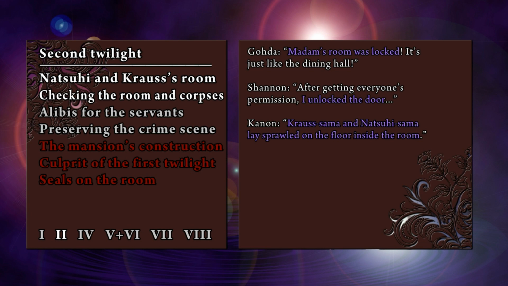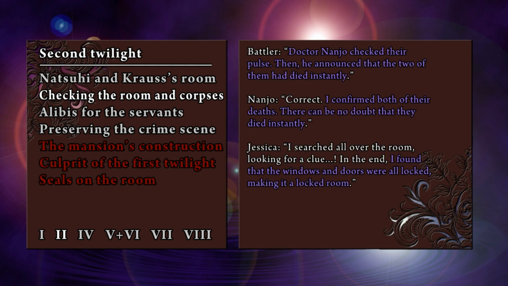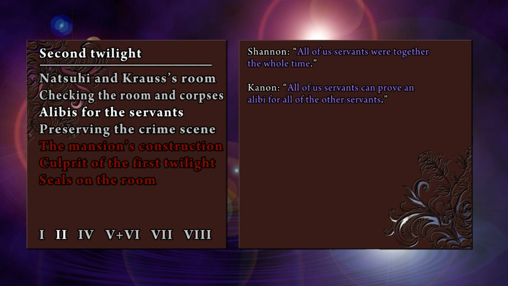I mean... She unlocked the door. Okay, so here... It says that... Shannon says that all servants were together. I don't know if I can say that that means that they all have an alibi with that kind of statement. All servants were together.